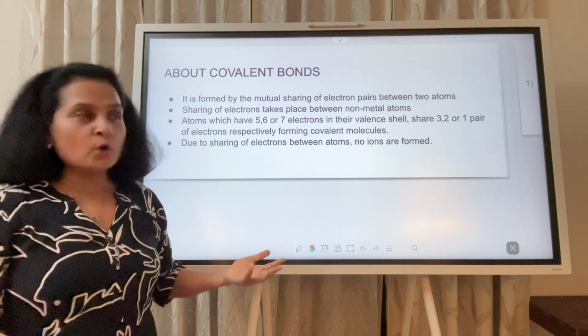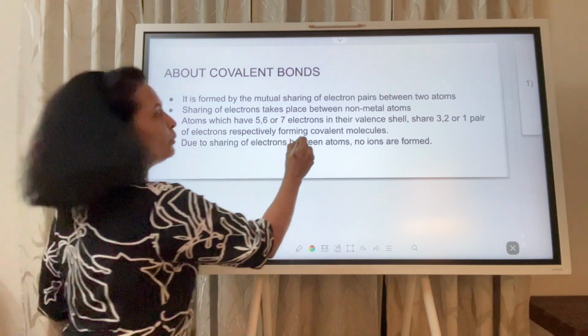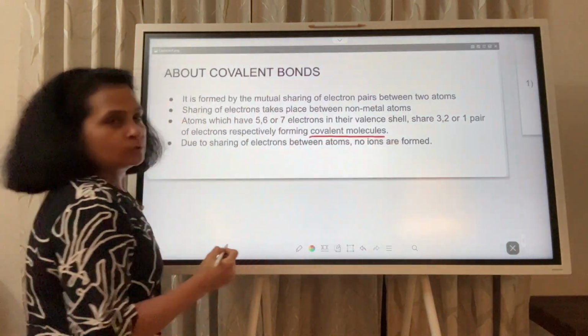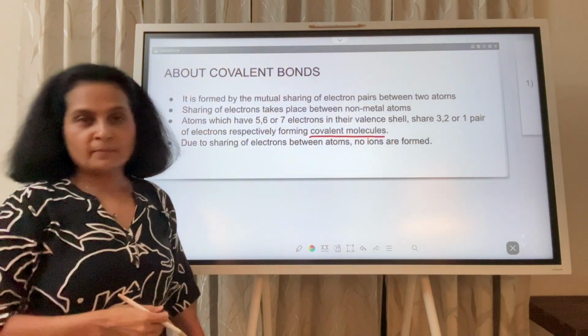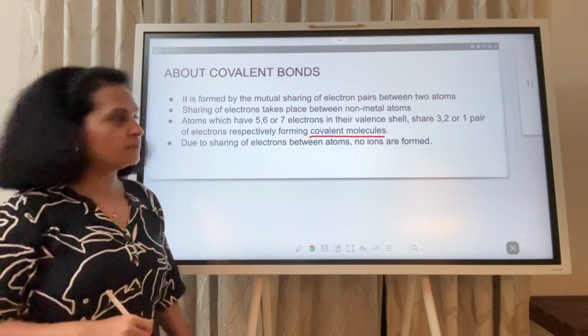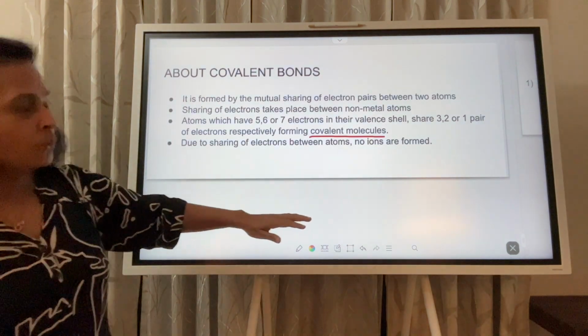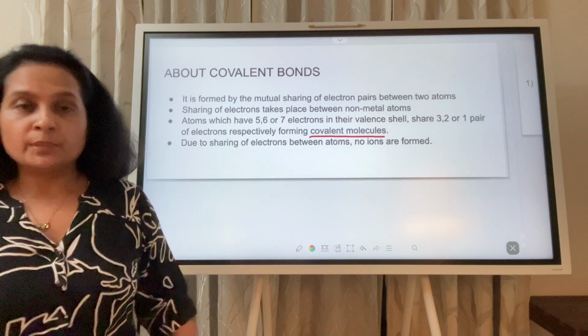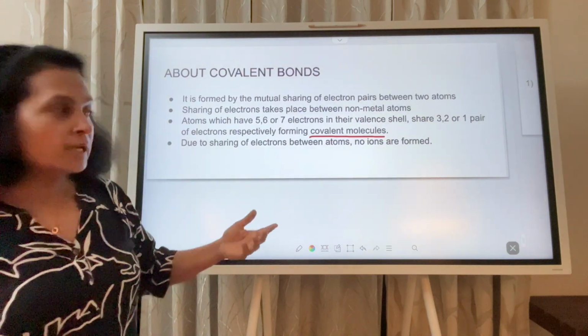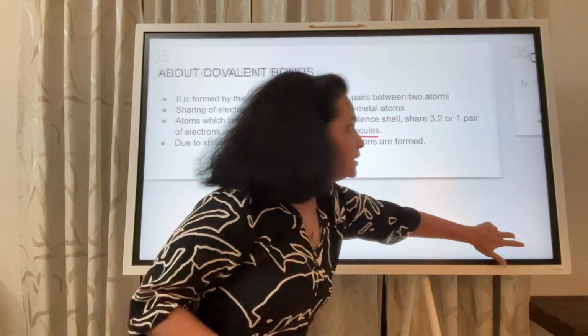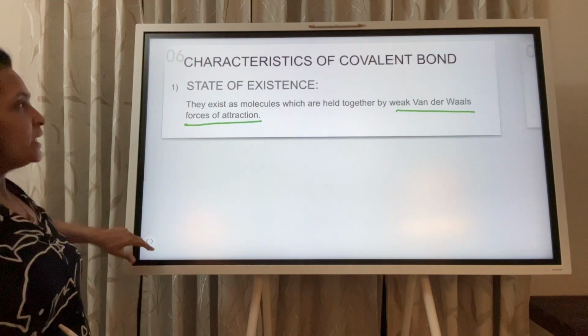So what has been formed? So they are forming covalent molecules. There are no ions formed. Yes, so an interesting character. Right? Now, because of these properties, there are certain characteristics these covalent compounds exhibit.